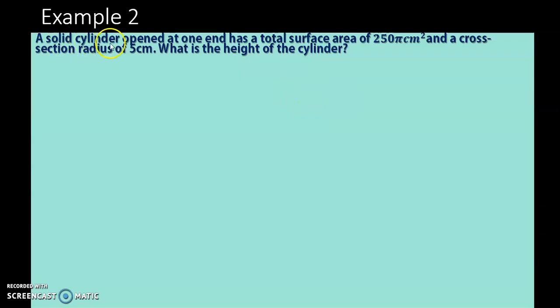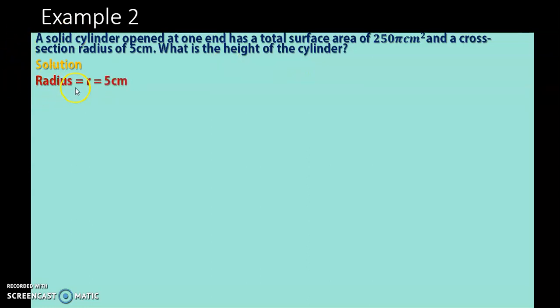Now a solid cylinder open at one end has a total surface area of 250 pi centimeter square and a cross section radius of 5 centimeter. Full stop. What is the height of the cylinder? So here we are asked to find the height of the cylinder where the total surface area is given as 250 pi centimeter square. So let's get the solution done now.